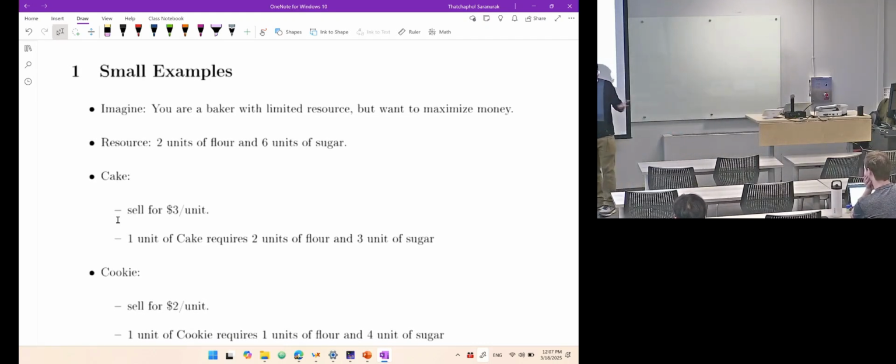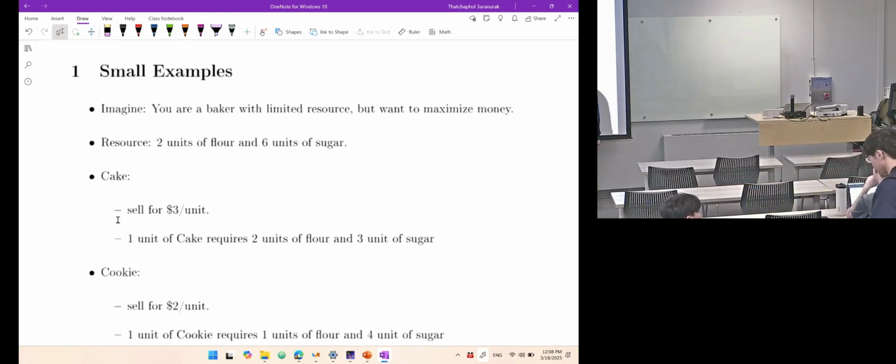Just to motivate what is LP, right? Imagine that you are a baker with some limited resource, like you have 2 units of flour, 6 units of sugar, not too many resources. But you want to maximize the benefit, the money that you get. Now let's say there are some constraints. You can choose to make cake and it sells at $3 per unit. But to make 1 unit of cake, you would need 2 units of flour and 3 units of sugar.